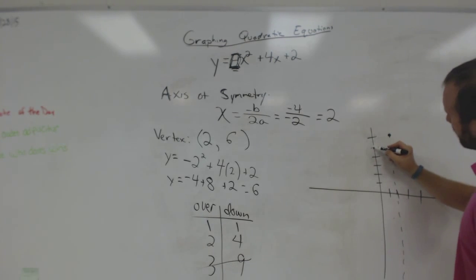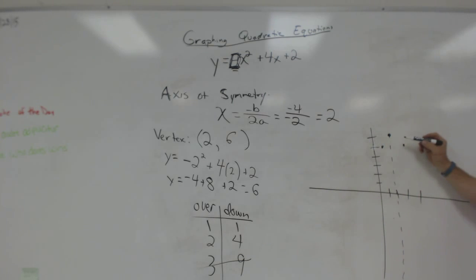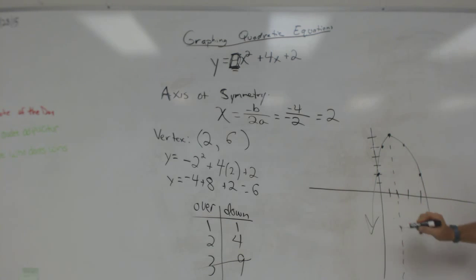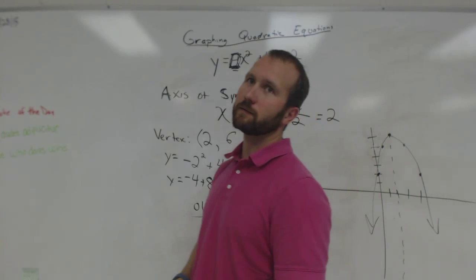Okay, I didn't draw this quite well enough. Over 1, down 1 would be right there, right? Over 2, down 1, 2, 3, 4 would be right there. I think my axis of symmetry is a little tilted to the left. My line is not quite perfect, but something like this for my parabola.